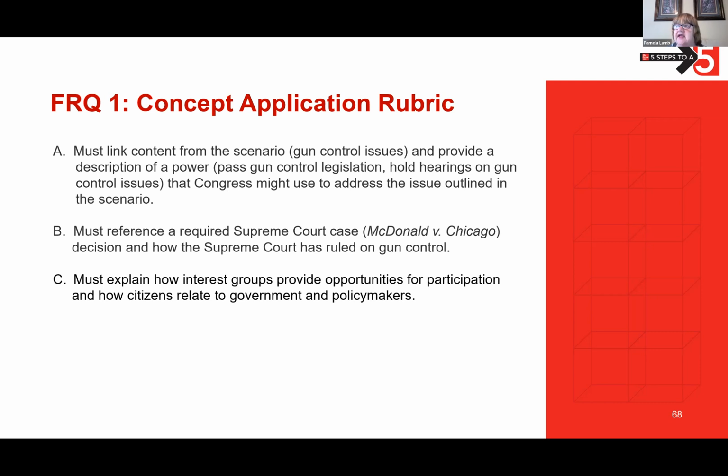And in part C, you're looking for how interest groups provide opportunities for citizens to relate back. Interest groups can hold rallies. Interest groups can lobby Congress. Interest groups can send amicus briefs to the Supreme Court as they're hearing cases related to gun control and gun issues.